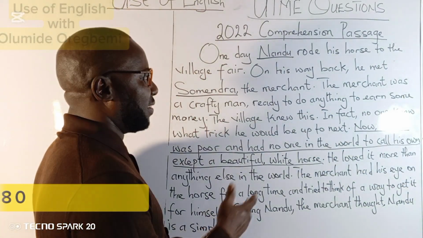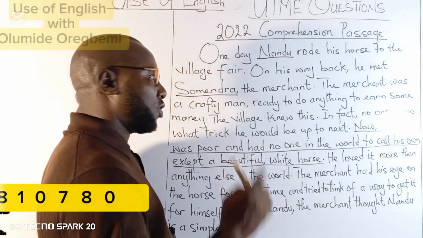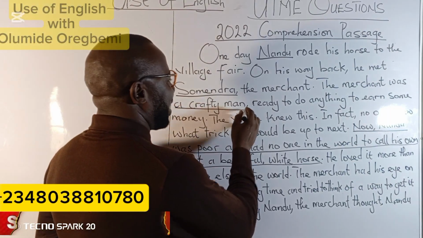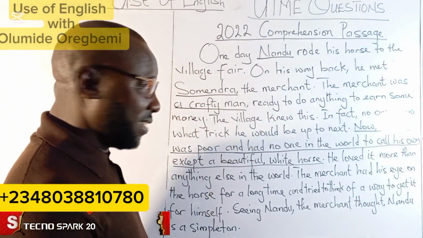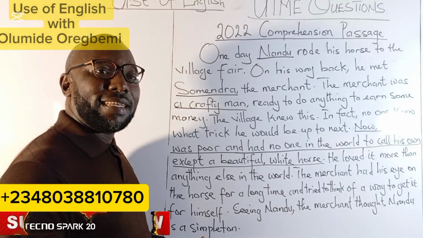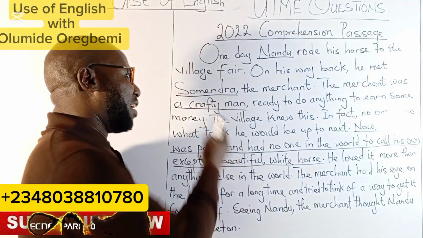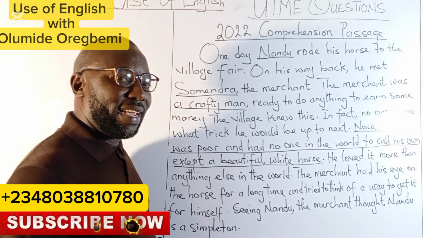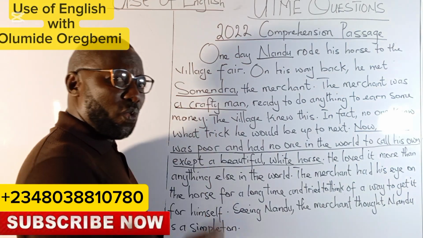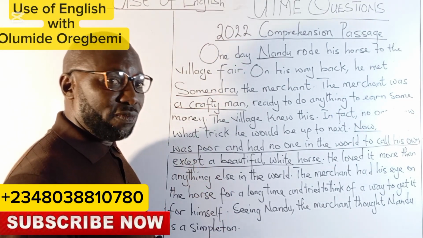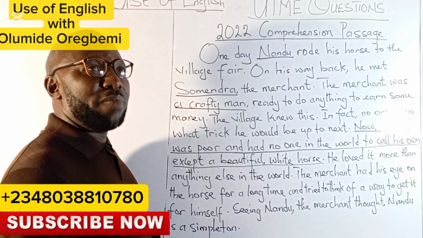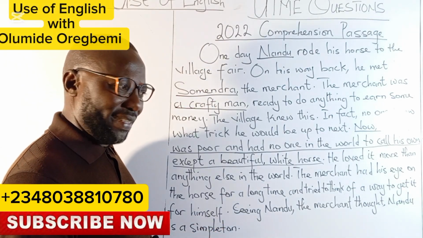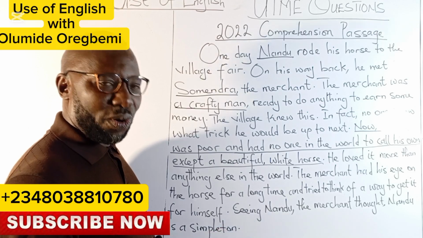We're told that Somendra is a merchant, and he's not just a merchant; he's a crafty man, meaning he is a businessman, and then he's also crafty. Now, if you are to analyze this word crafty, that's why I told you that vocabulary has a role to play in understanding the passage. The word crafty could mean any of these two things. One, it could mean skillful person, that is, somebody who is skillful at what he does.